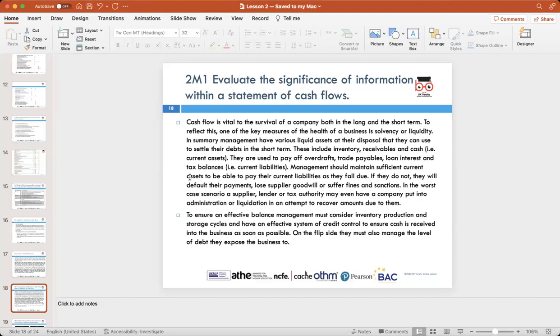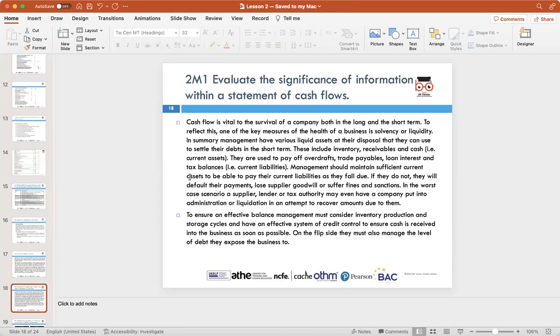Evaluate the significance of information within a statement of cash flows. Cash flow is vital to the survival of a company, both in the long and the short term. To reflect this, one of the key measures of the health of a business is solvency or liquidity. In summary, management have various liquid assets at their disposal that they can use to settle their debts in the short term. These include inventory, receivables, and cash. For example, current assets are used to pay off overdrafts, trade payables, loans, interest, and tax balances.